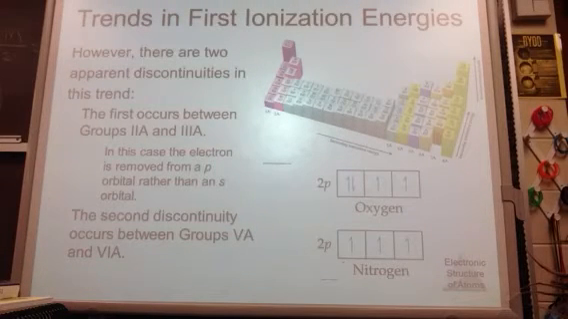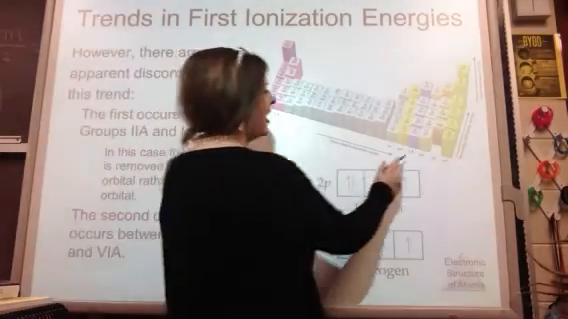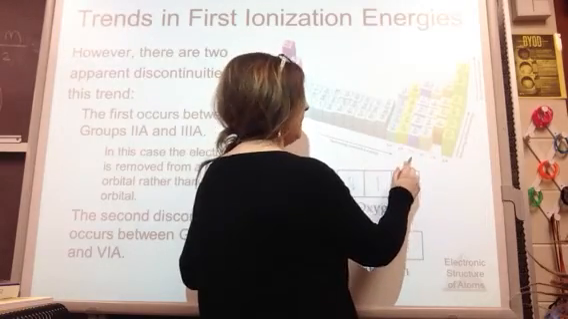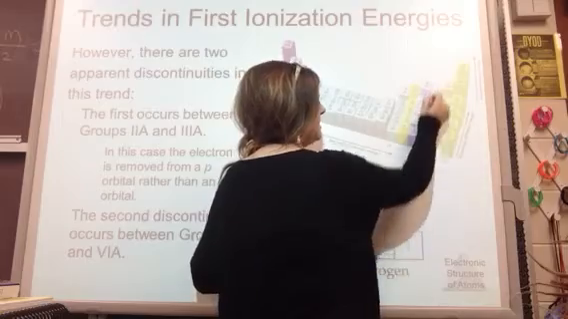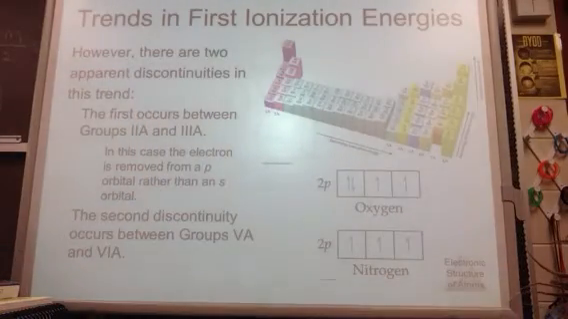And then the second discontinuity is going to occur between 5A and 6A. So 5A, they have it labeled here on our graph. 5A meaning that nitrogen family, 6A meaning my oxygen family here.